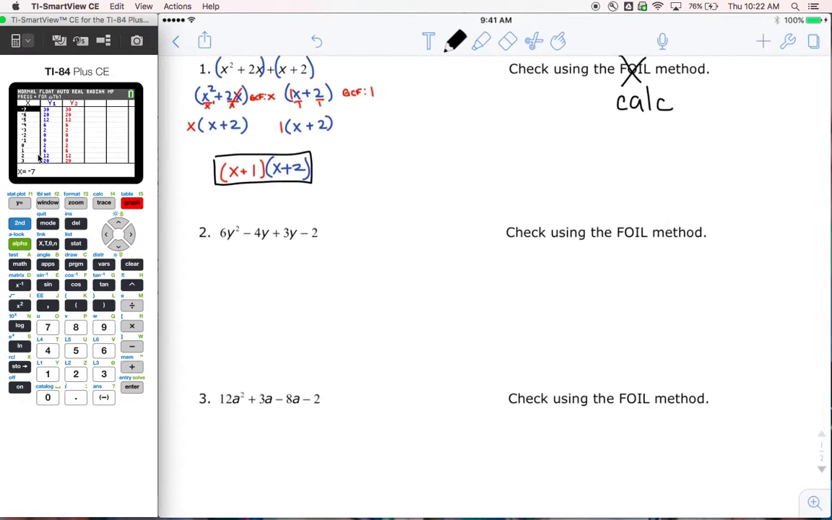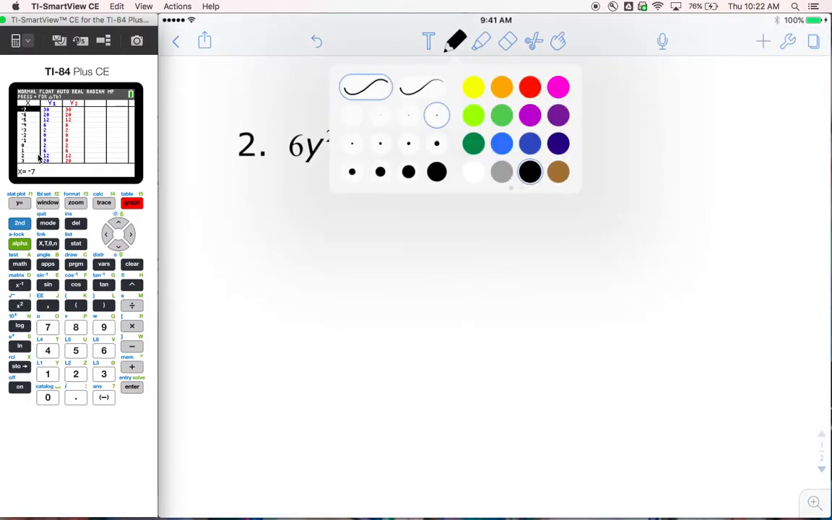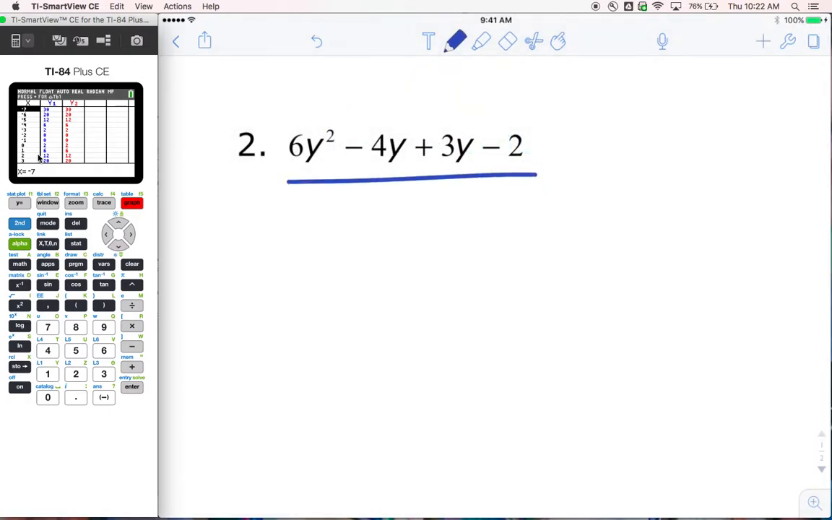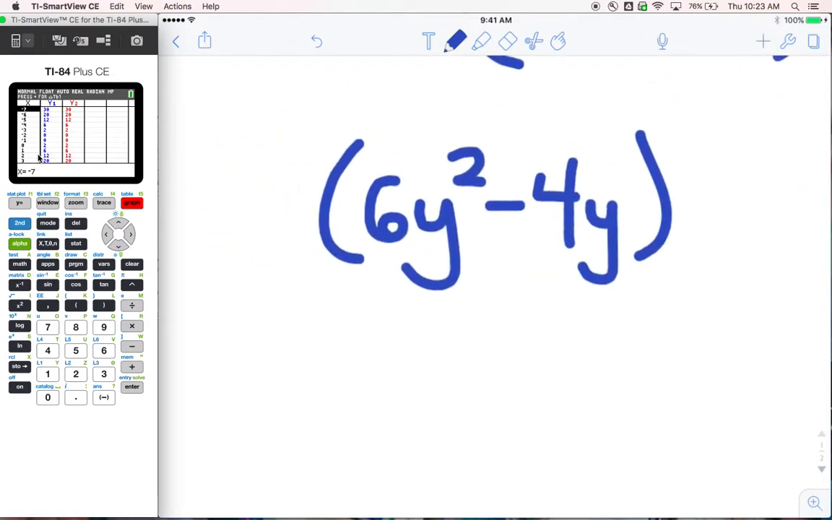Problem 2, here we go. So first thing we do for factoring by grouping, if you get 4 terms, the first thing you're going to do is create 2 groups. My first group is 6y squared minus 4y. And my next group is 3y minus 2. And then I just focus on one at a time.